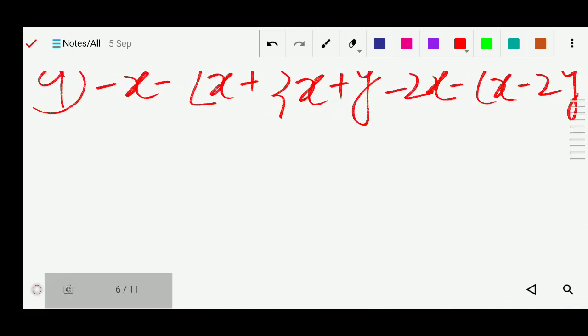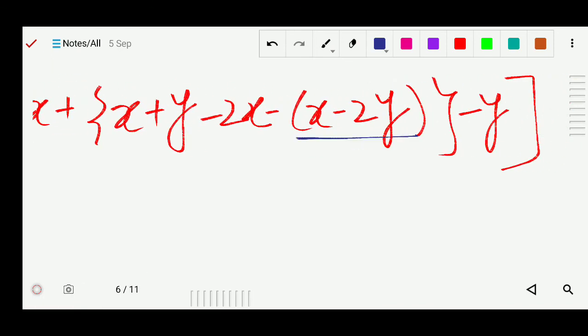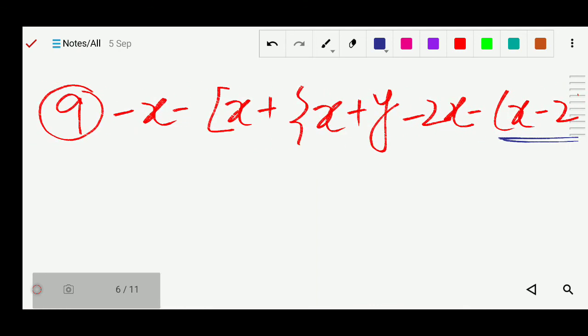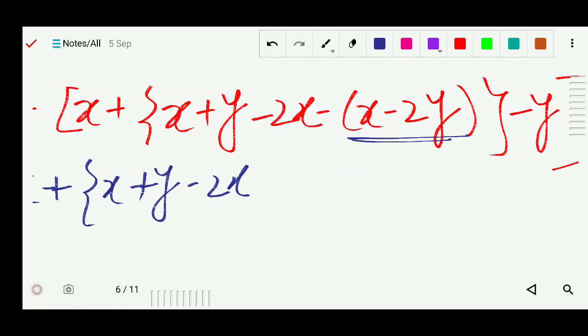Now next we will do one by one. So from where we will start? From here we will start. Okay, innermost, that is a small bracket. So minus x minus, so you write the same, x plus y, okay, now minus 2x, okay, so here you can see minus sign, so when you remove this one, sign will change, so it will be minus x plus 2y, okay, now this bracket close, minus y, and this bracket close.